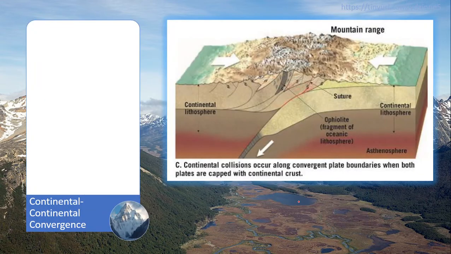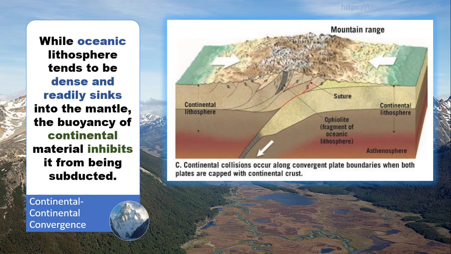All right, our third type of convergent plate boundaries are the continental to continental convergence here. And again, I ripped this diagram out of your book. These are where two continental plates, or two continental crust plates, are converging. We'll learn more about all these different features like sutures and the fragments on a different day. But right now we're just getting the idea about what happens when these two continental plates converge with each other, when they are capped with continental crust.